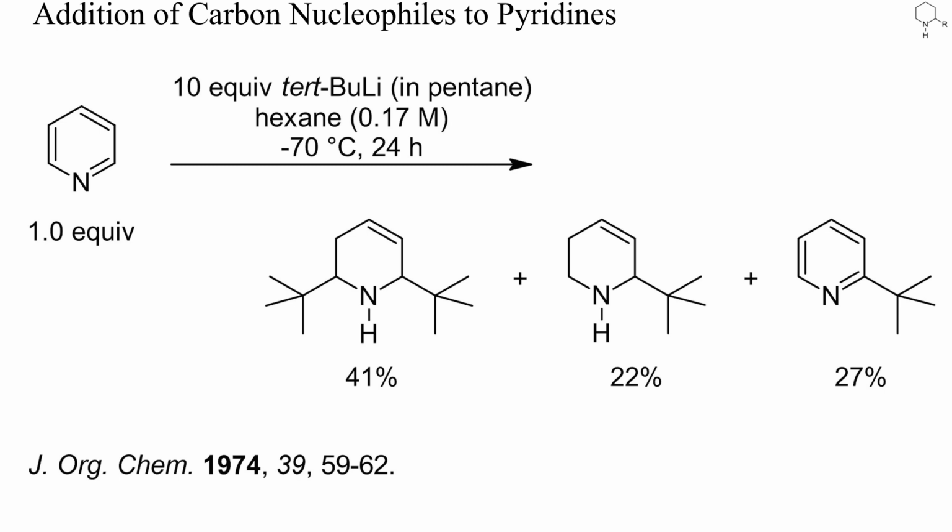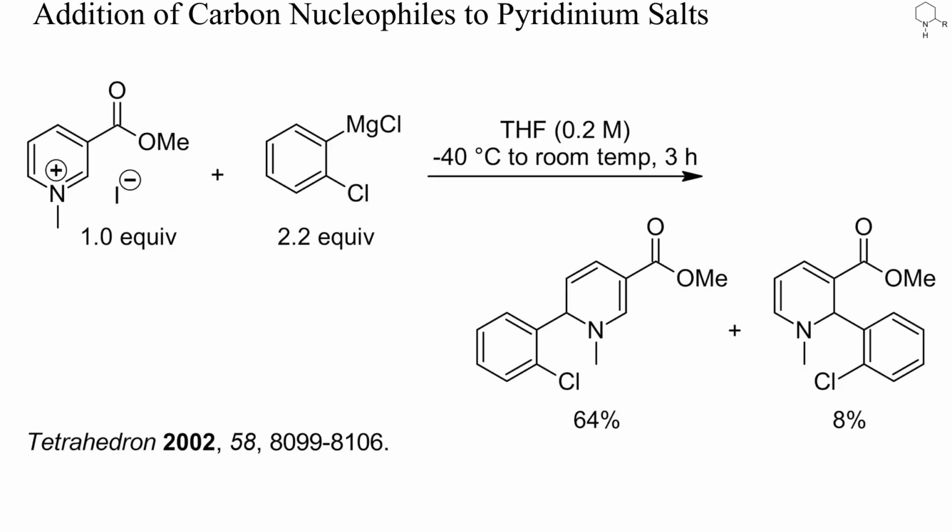Here, tert-butyllithium added mainly at position 2 of pyridine and gave a mixture of mono- and dialkylated products. Unfortunately, however, such additions can also occur at position 4. Pyridinium salts are more electrophilic than pyridines and often easier to alkylate and to reduce.